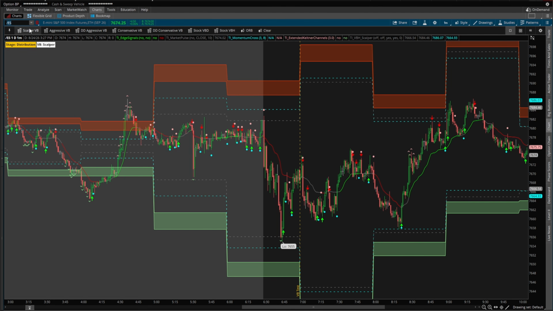Now, for our major index markets, we start with our Scalper Volatility Box models. And you should notice up here, I have 5 different models loaded in. We have the Scalper, we have the Aggressive, we have the Doomsday Aggressive, we have the Conservative, and then we have the Doomsday Conservative. And these models scale up.